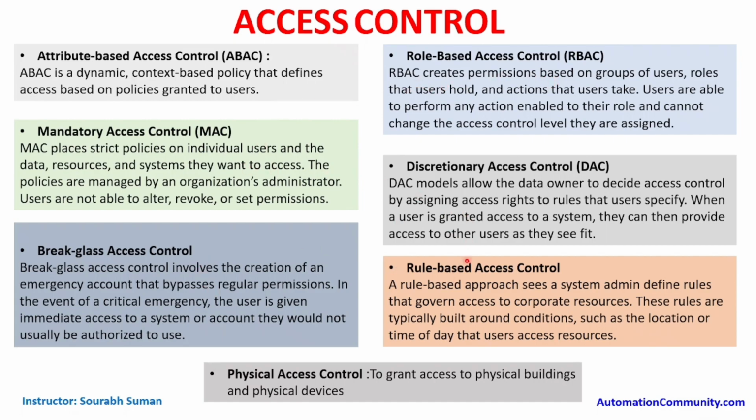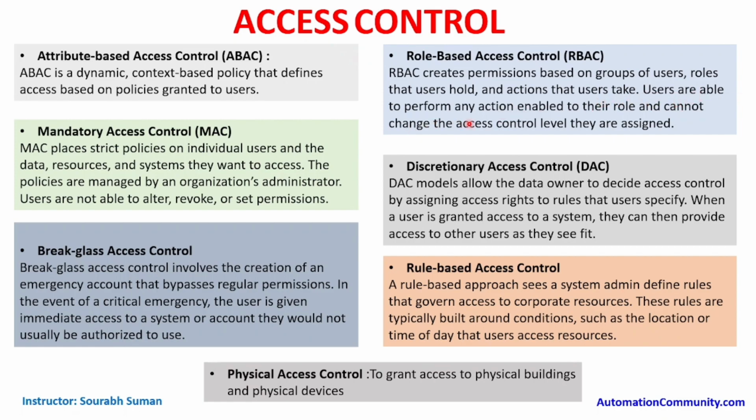Then we have role based access control, and this is pretty common in ICS. Others are not so common, but rule based access control and role based access control are pretty common. RBAC creates permissions based on groups of users. Let us suppose I define that A, B, C, D users are all engineers, and their roles we can identify. They can modify the logic, create the logic, download the program, and upload the program to the PLC. Those will be the roles that users hold, and the actions that users take also.